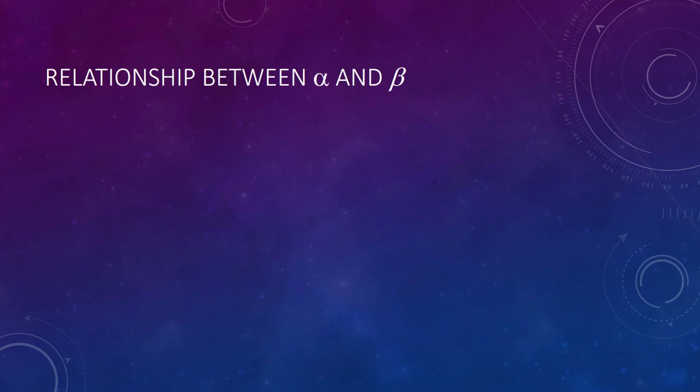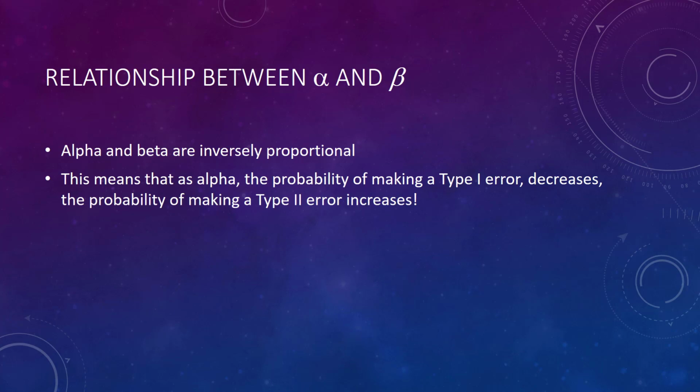The relationship between alpha and beta. Unfortunately, alpha and beta are inversely proportional. This means that as alpha, or the probability of making a type 1 error, decreases, the probability of making a type 2 error increases. Obviously, neither type 1 or type 2 error is desirable, as we've seen in the previous examples. We'd really like to decrease both the probability of a type 1 error and a type 2 error. But how can we do this if, as we decrease one, the other one goes up, and so on and so forth?